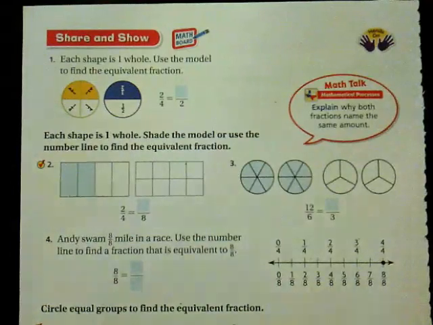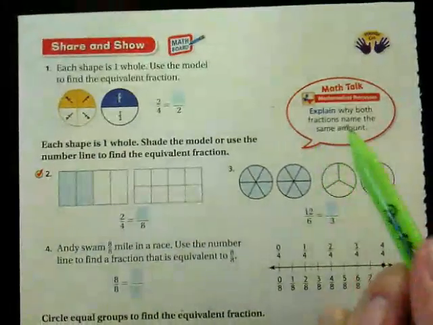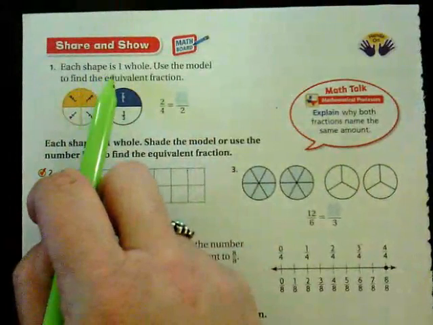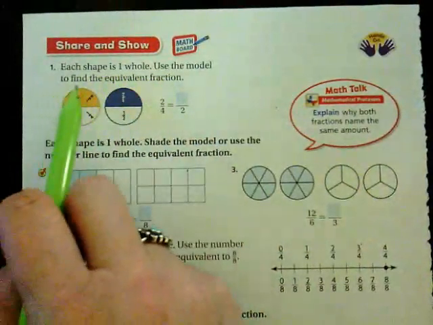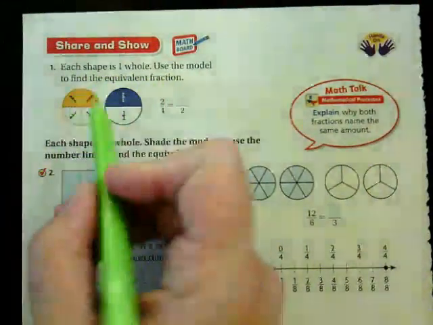All right, so you just took your time and you figured out these questions. Let's see if your thinking was in the right place. Here we go. Number 1, each shape is one whole. Use the model to find the equivalent fraction.